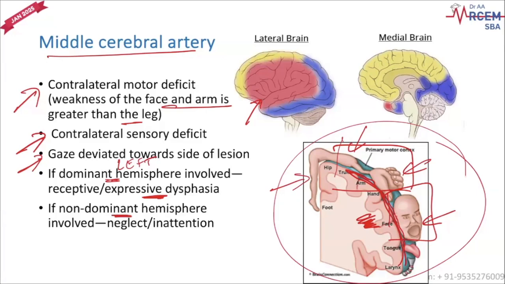If the non-dominant hemisphere is involved, neglect or inattention will be there. Neglect. One part of the body he will be neglecting. That means one part of the face he'll not be washing, one part of the face he'll not be brushing. For example, one part of the scalp he'll be combing, another part of the scalp he'll not be combing because he's neglecting that part. He feels that part doesn't belong to him. That is known as neglect.